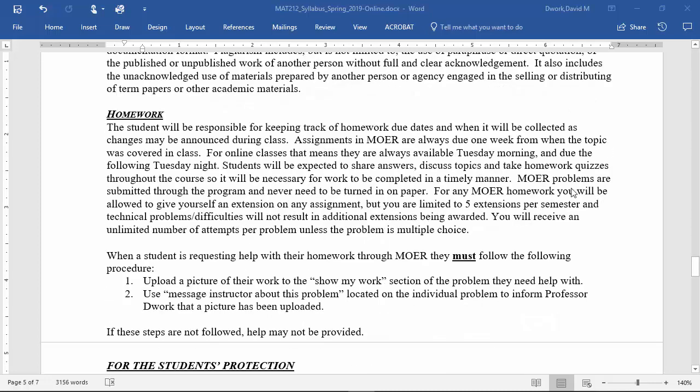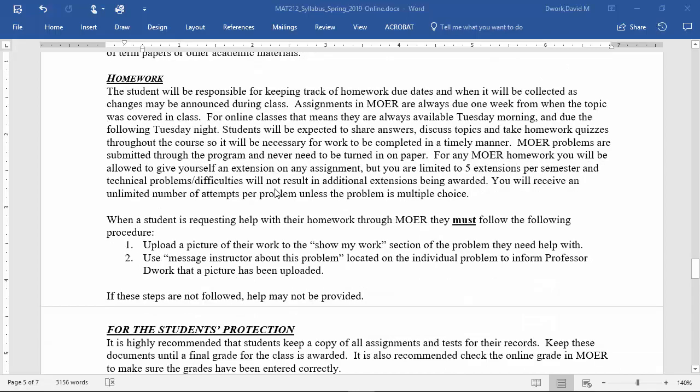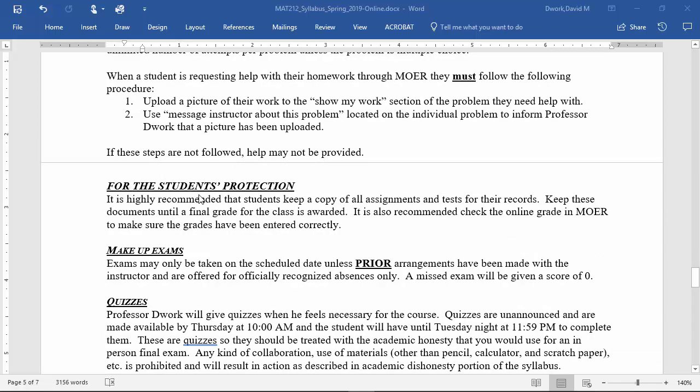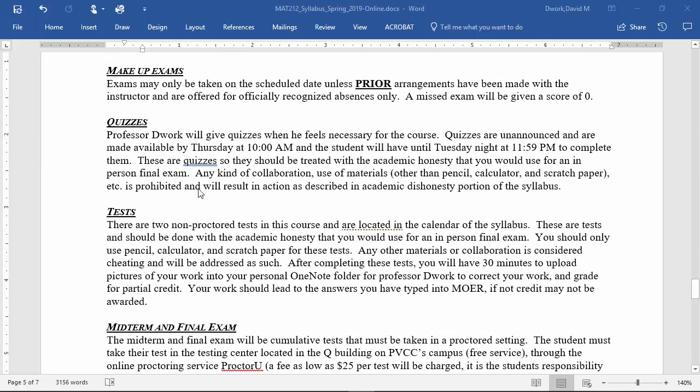Homework. Okay, read this. I think it's pretty self-explanatory. Make sure it all makes sense to you. I wanted to jump down to quizzes and tests. Make sure you read this. Make sure you understand what it is for your class.